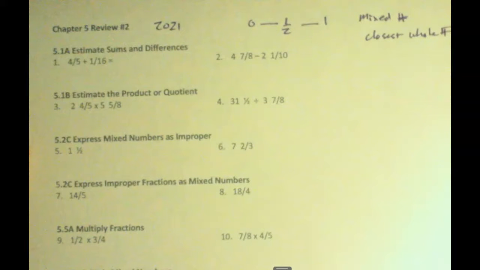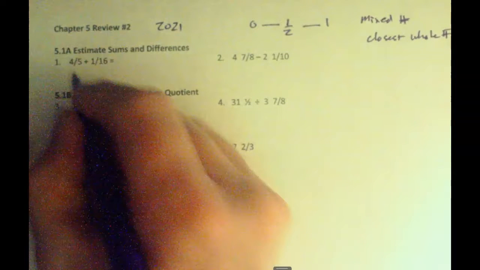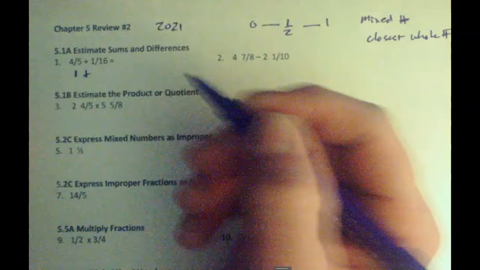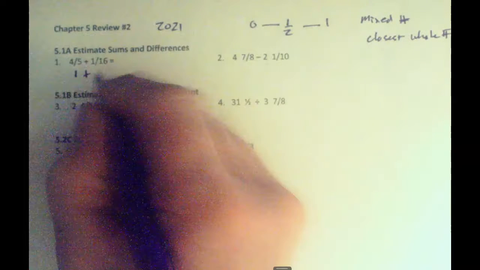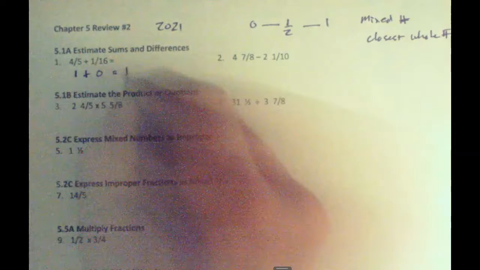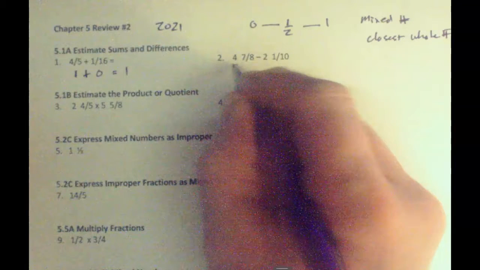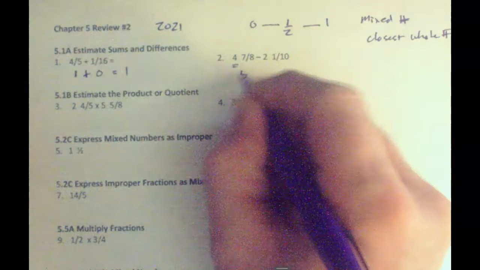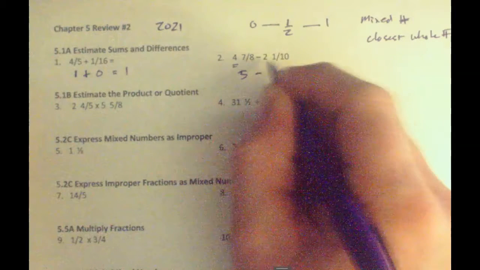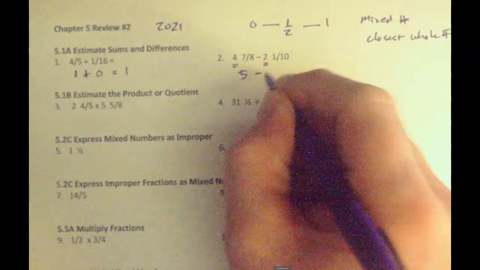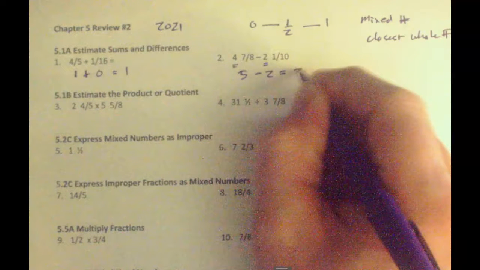So take a look at this first one, 4/5. This is closest to 0, half, or whole. This is closer to a whole. 1/16, that's closer to 0, so this would just be 1. 4 7/8, we're going to the closest whole number, so is this closer to 4 or 5? This is closer to 5. And 2 1/10, again, is that closer to 2 or 3? It's closer to 2. So 5 minus 2 is 3.